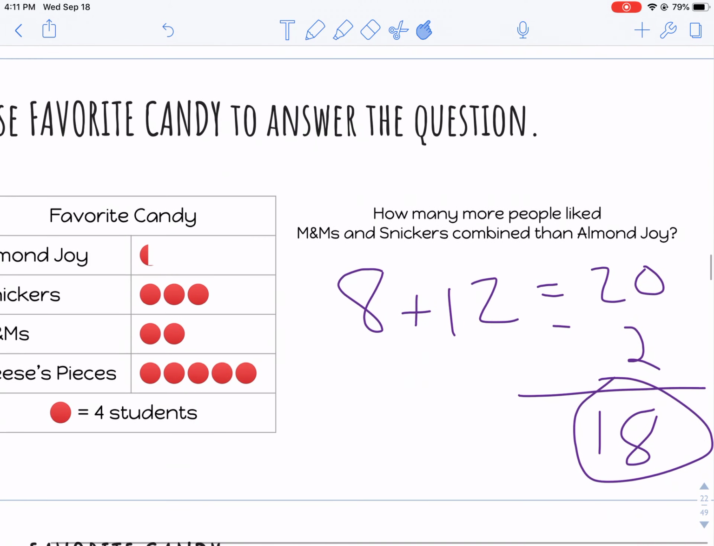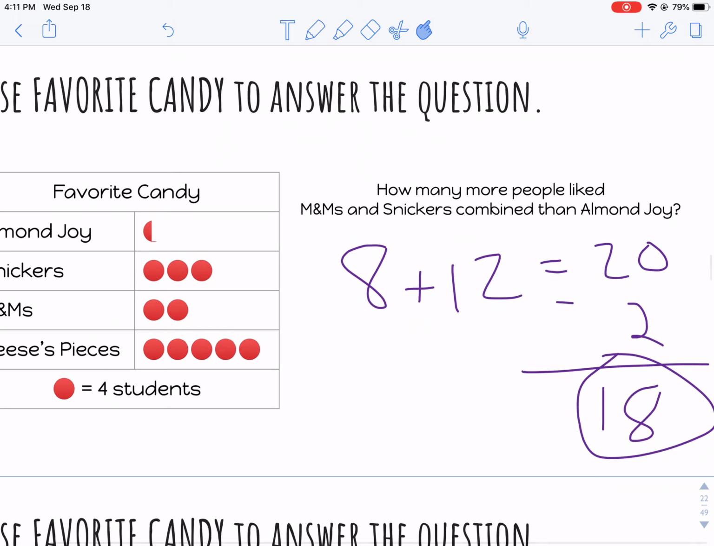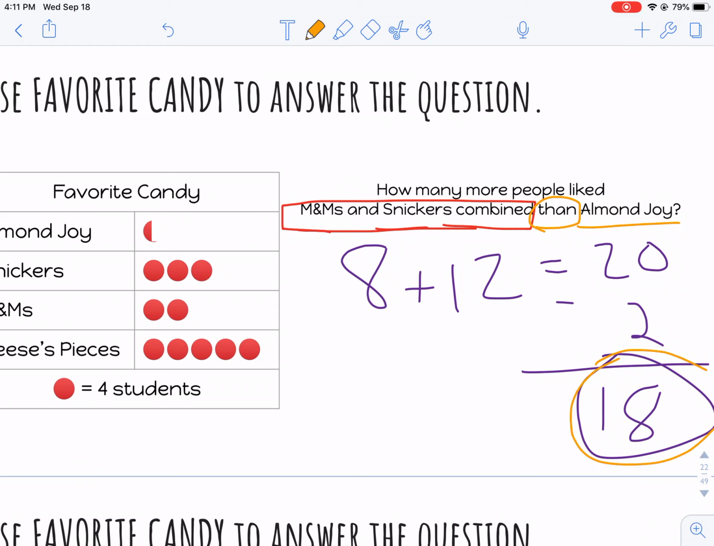Even with this one, it's a very similar thing, same graph, but how many more people liked M&M's and Snickers combined than Almond Joy? Again, it's two things combined, and if it's combined, I like to box them together. Then comparing to Almond Joy, we have that 8 and the 12 that were combined, which adds together to equal 20. Subtracting, because we're comparing with that word than, minus 2 gives you 18.